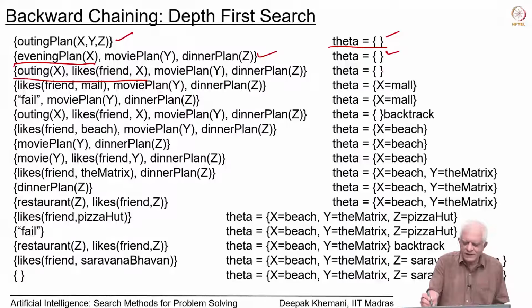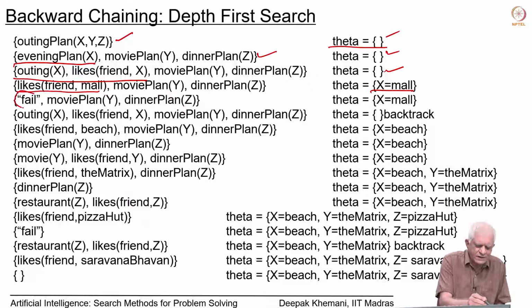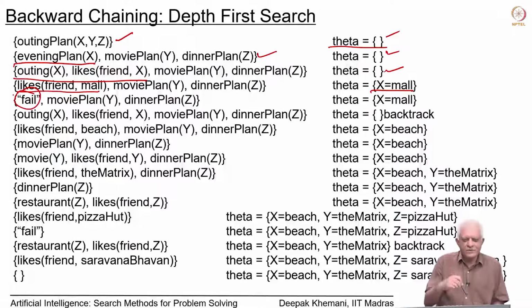So far, still, no substitution is there. Then you find that, okay, in the set of outings that we had, there was something called mall. So, x equal to mall, that is an outing, and now you are asking the question whether your friend likes the mall. It turns out that that thing fails. So, Prolog will backtrack and try the next outing.